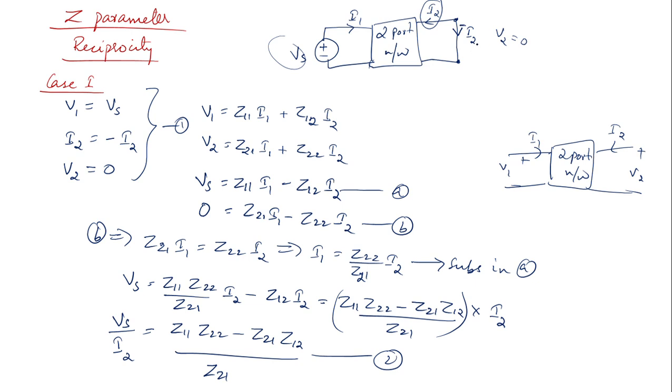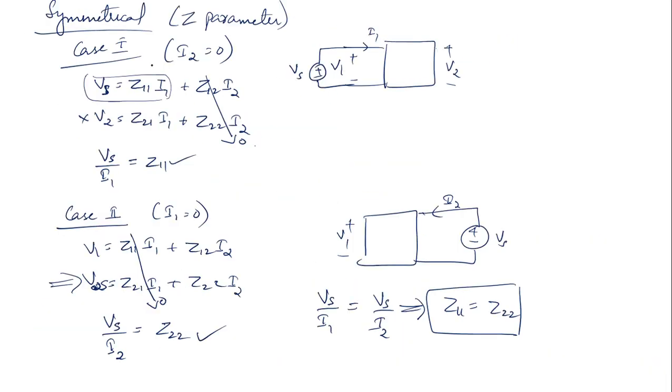Whichever terminal you have short circuited, that is the one for which you have to take the current. Similarly, you take the other ratio and you will get an answer. And for the case of symmetry, you have to open circuit the terminals and take Vs by I1, the same side current.